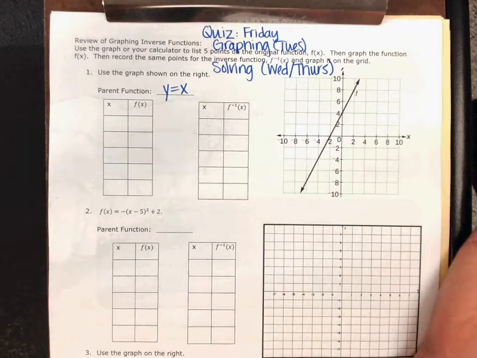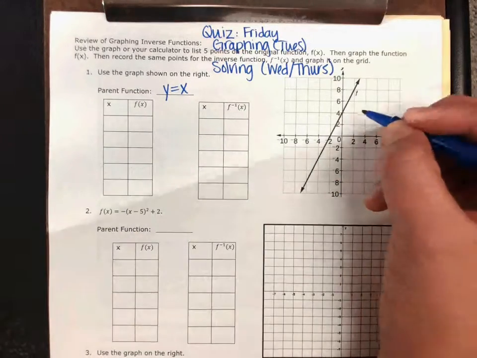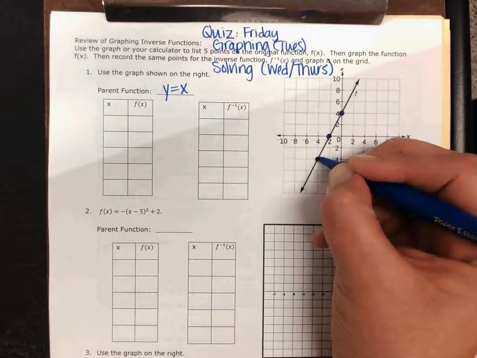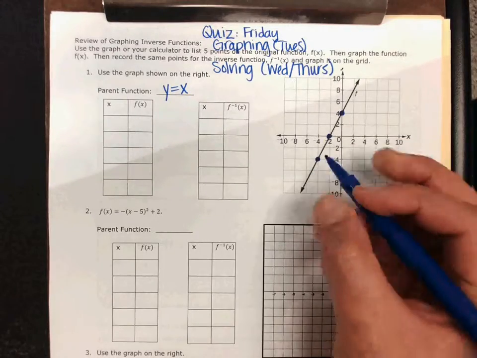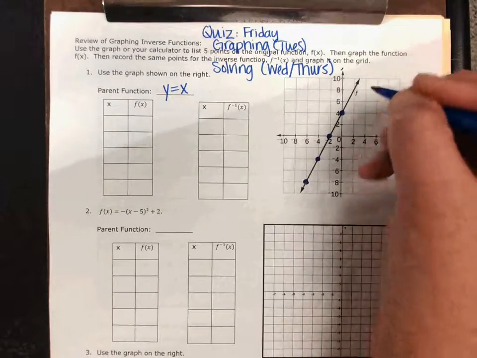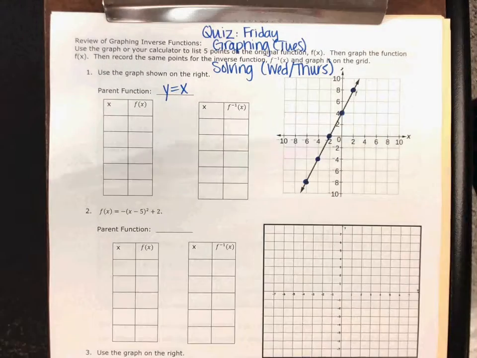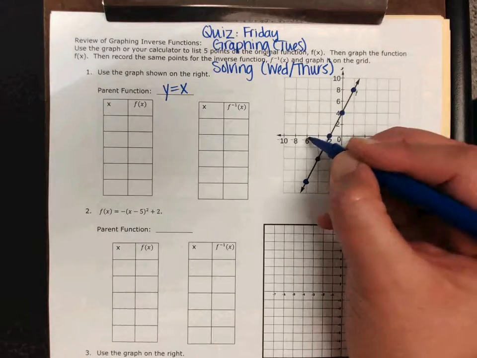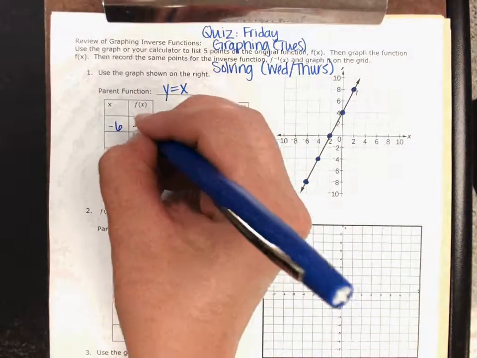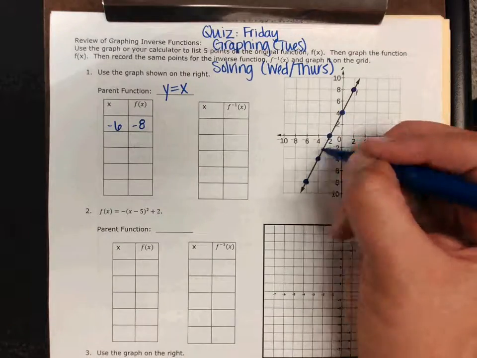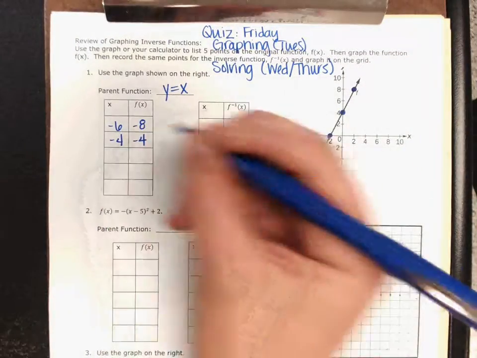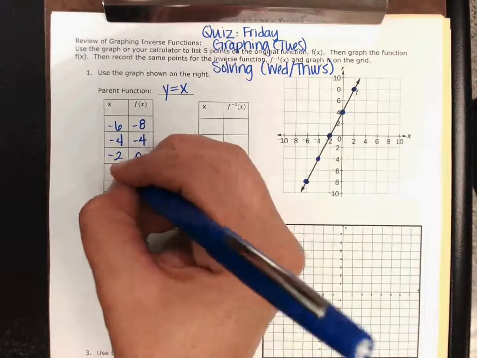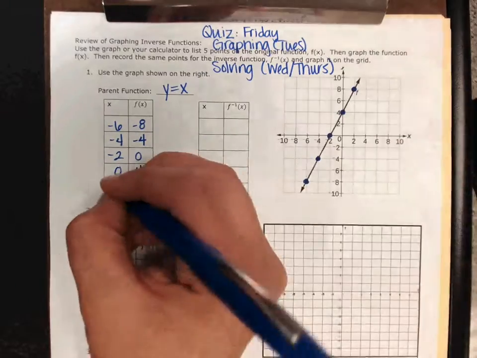So when you have one like this, all that you really need to do is pick out several points. Okay, obviously we want them to be whole numbers, so don't try to pick that one. Okay, I see one right here. I see one right here. And I'm going to take each of those 5 points and I'm going to put them here in my table. So this is -6, -8. Okay, this is -4, -4. This is -2, 0. This is 0, 4. And this is 2, 8.